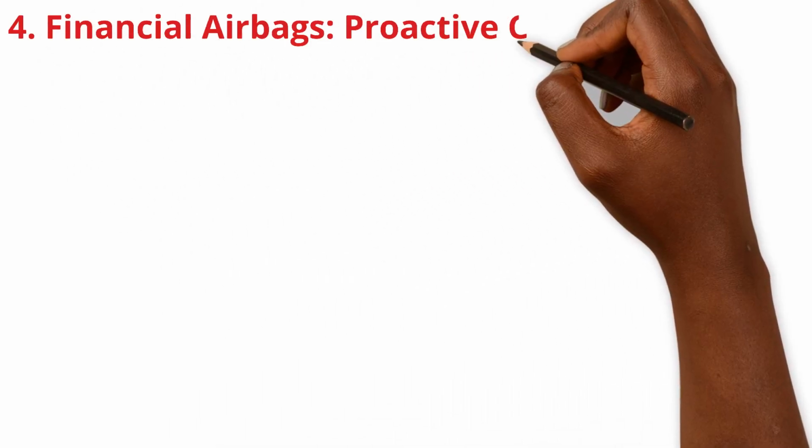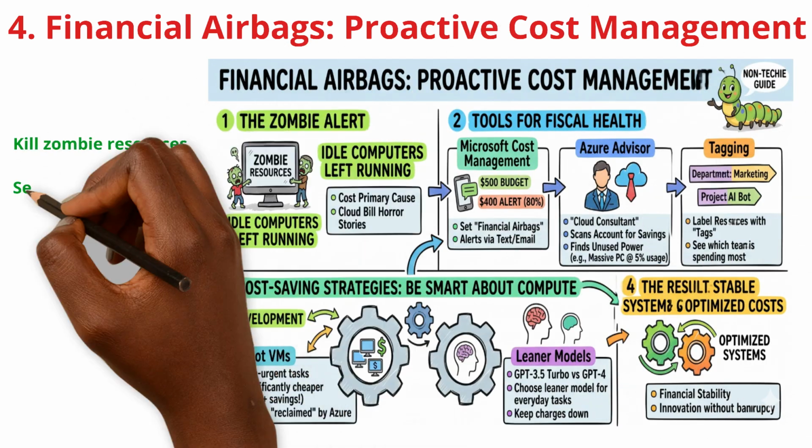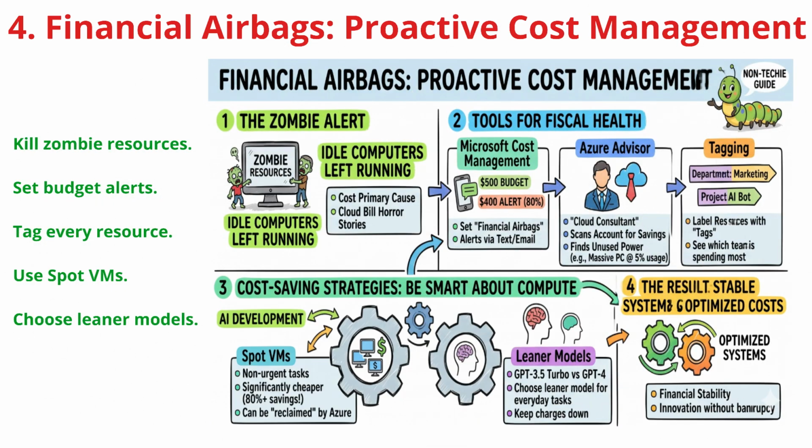AI projects can burn through budgets quickly, often due to zombie resources. Idle computers left running after an experiment ends. To avoid these cloud bill horror stories, we use financial airbags. Microsoft Cost Management acts as your accountant, sending alerts the moment you hit a percentage of your budget. Azure Advisor serves as your consultant, identifying oversized resources you're barely using. We also use tagging to see exactly which department is spending what.